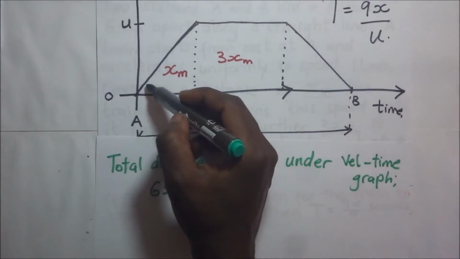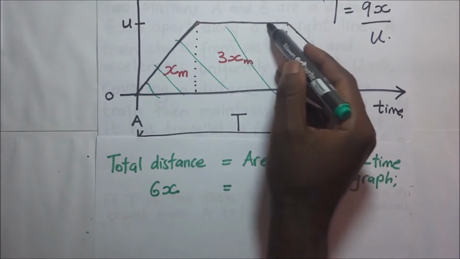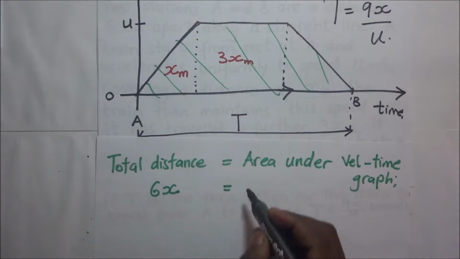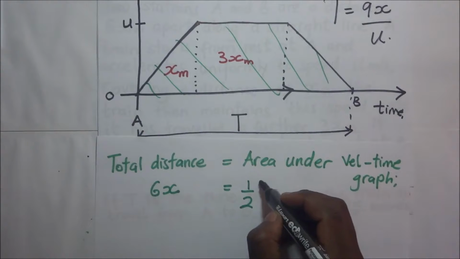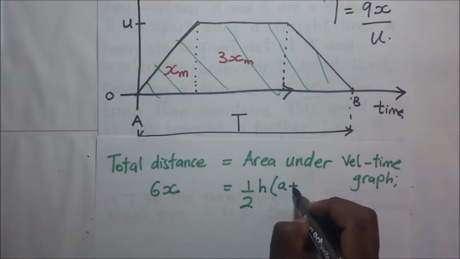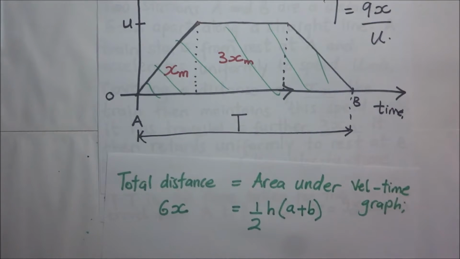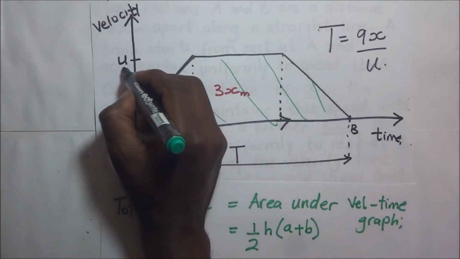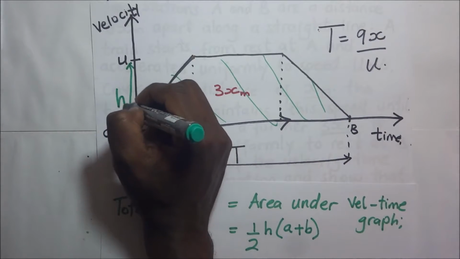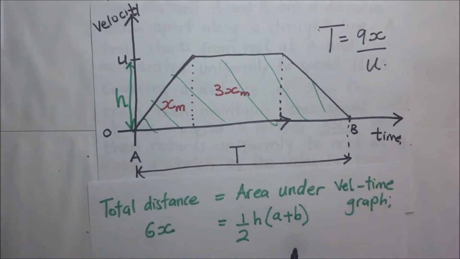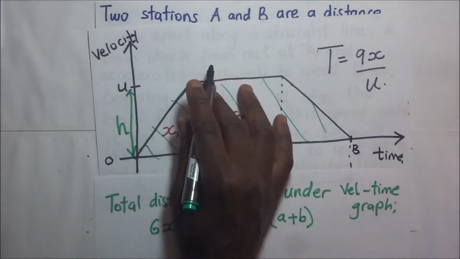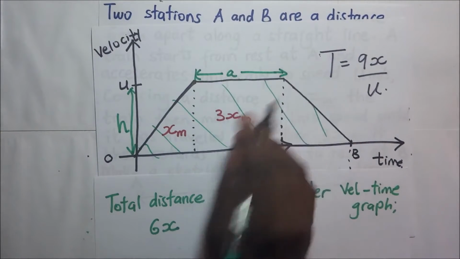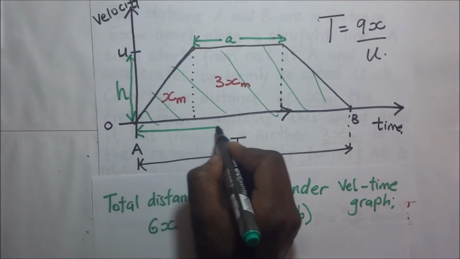Now the area, if you look at this, this is a trapezium, and the area of a trapezium is given by a half times the height into A plus B. If you look at this, the height we are looking at here is this. This is our value of H, which is U. Then our value of A here will be this, and our value of B is that.